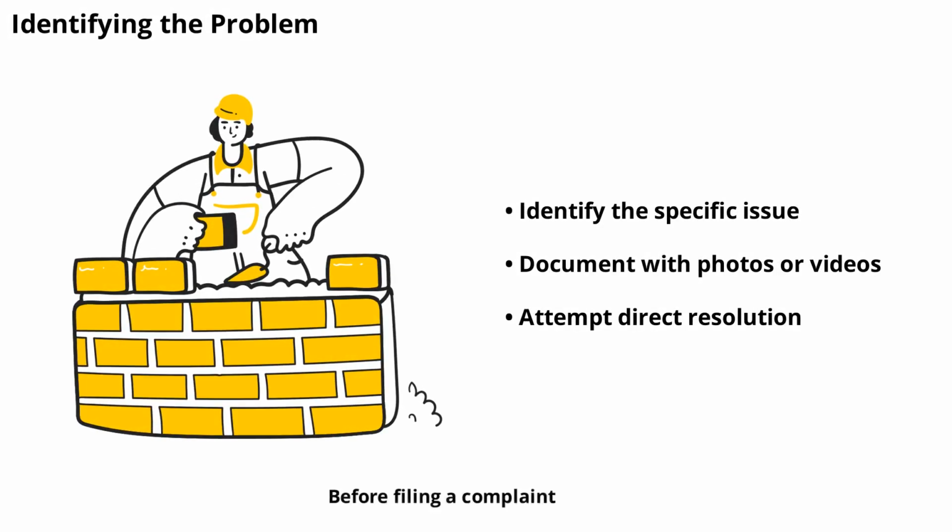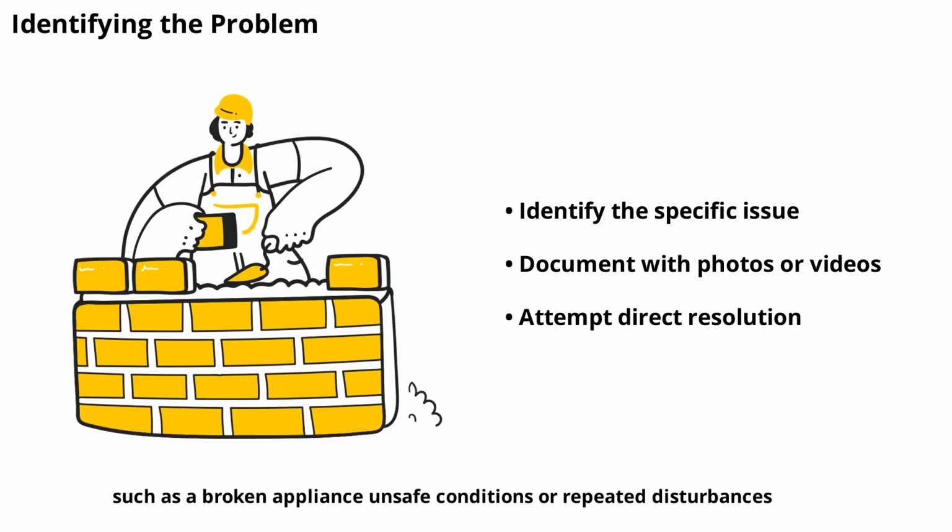Before filing a complaint, it's important to clearly identify the problem. Take note of the specific issue you're experiencing, such as a broken appliance, unsafe conditions, or repeated disturbances. Document the problem with photos, videos, or written descriptions. The more detailed your evidence, the stronger your case will be. If possible, try to resolve the issue directly with your landlord or neighbor first. Sometimes, a simple conversation can fix the problem without the need for formal action. However, if the issue persists or is serious, you'll need to move forward with the complaint process.